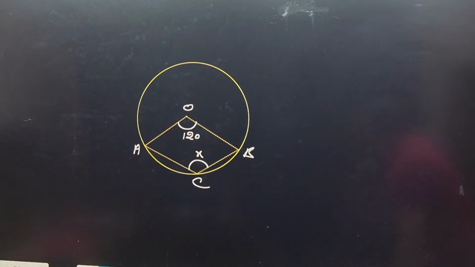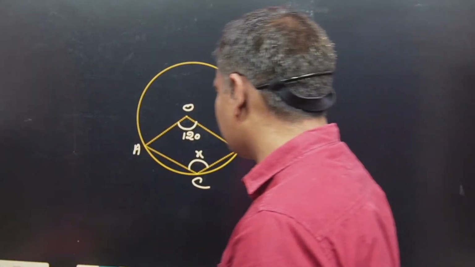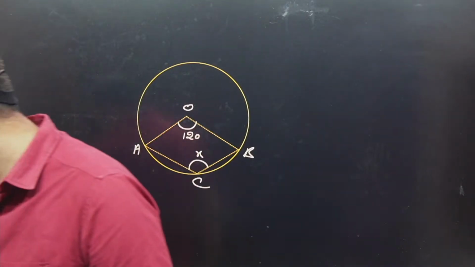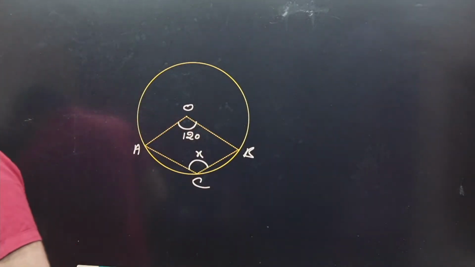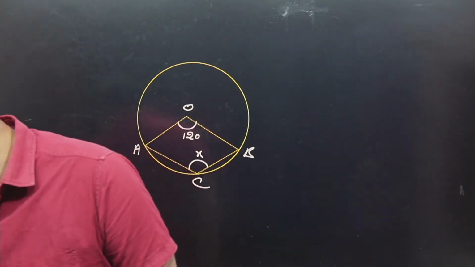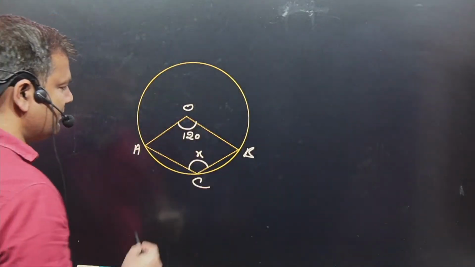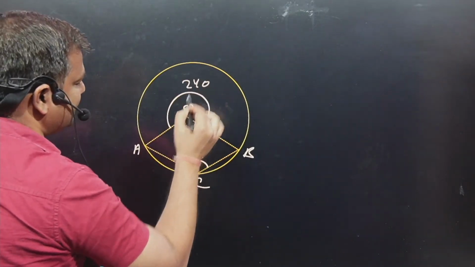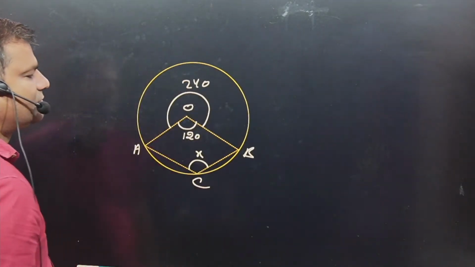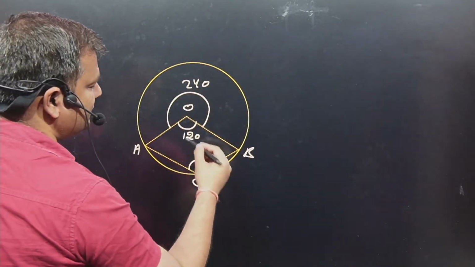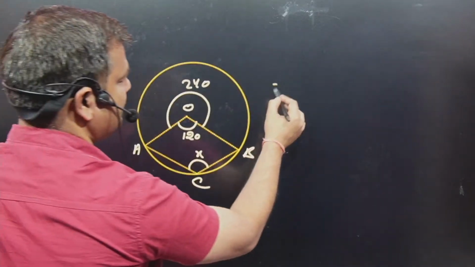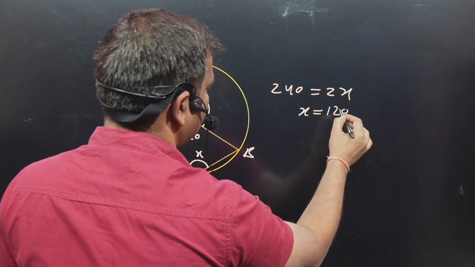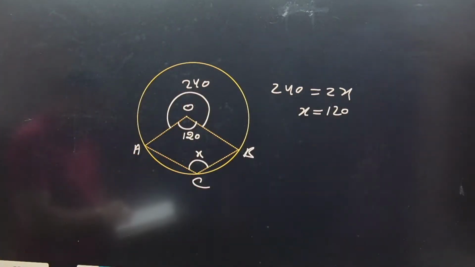X is 120. Wait, I will check. How can you say? What about that angle? 240? Yes, x is equal to 240 divided by 2. So 240 will equal to 2x. So x will equal to 120. Okay, now next.